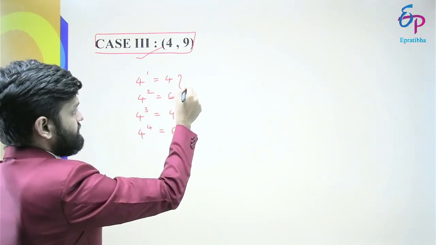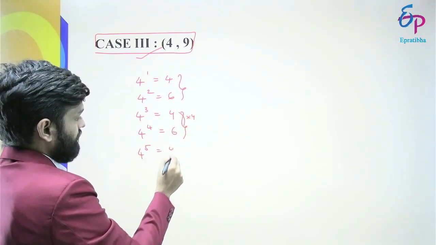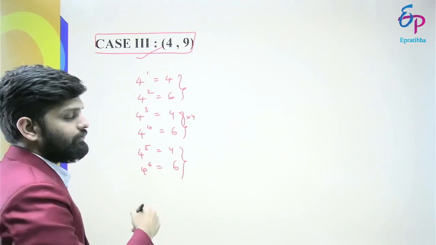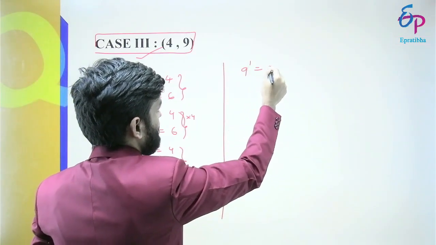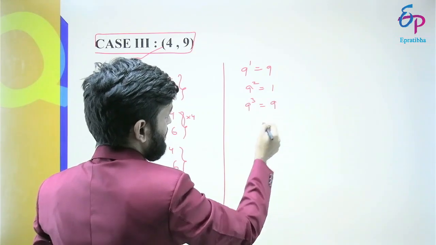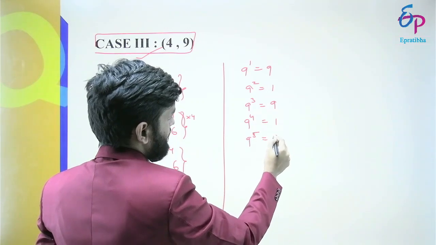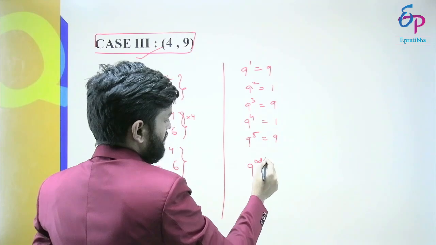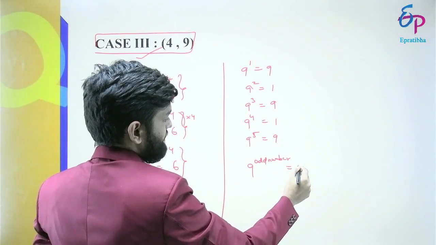So it is following the cyclicity of 2, right? Then 4 power 5 is again 4. 4 power 6 is again 6. So the pattern is 4, 6, 4, 6, 4, 6, like that. 9 power 1 is 9. 9 square is 81. 9 cube is again 9. 9 power 4 is again 1. 9 power 5 is again 9. So if you see 9 power an odd number, if the power is an odd number, it is always 9.